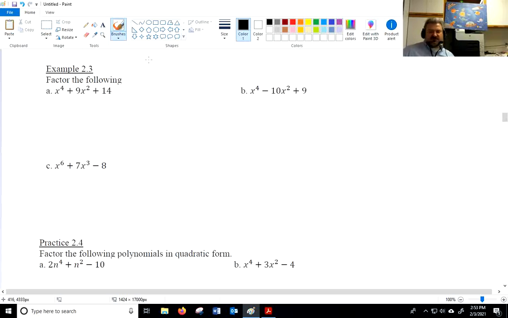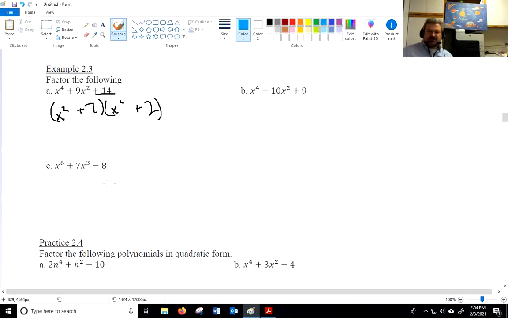So notice this is quadratic form. It has 3 terms. That's a requirement. The exponent on x is twice the exponent in the middle. So what I'm going to do is just factor it normally. And I'm going to think, okay, well, what times what is x to the 4th? Well, this time it would have to be x squared and x squared. Then I look at 14. And I say, well, what multiplies to 14 and, I can tell just by looking, adds to 9? Well, that's plus 7 and plus 2.